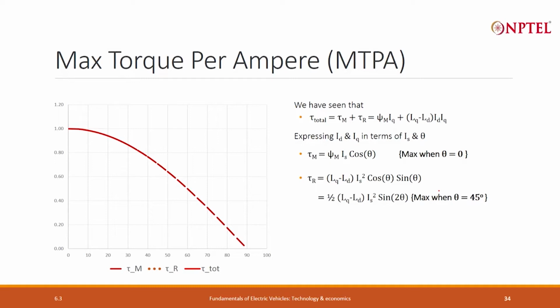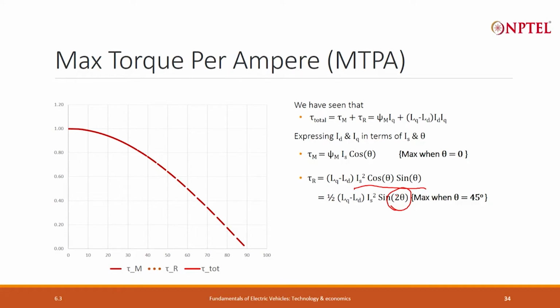Next, let us see what happens to the reluctance torque. The reluctance torque is LD minus LQ into ID into IQ. ID into IQ is IS into cos theta multiplied by IS into sin theta. So, I can say that it is equal to IS squared cos theta sin theta, but cos theta into sin theta is nothing but half of sin 2 theta. So, here is the trick term. The magnetic torque was dependent directly on theta, but the reluctance torque, because it is a product of ID and IQ, is dependent on 2 theta.